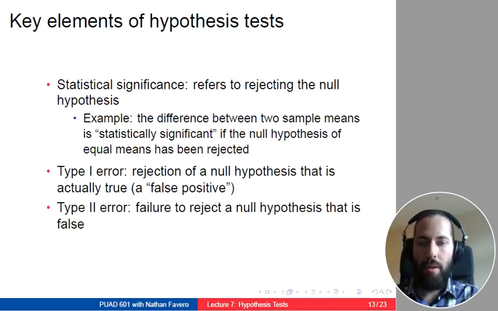The other two definitions that are important for you from this slide are a type 1 error and a type 2 error. And again, we already went over this on the prior slides, but a type 1 error is rejecting a null hypothesis that is actually true. Sometimes we also use the term false positive to describe a type 1 error. And a type 2 error is a failure to reject a null hypothesis that is false.